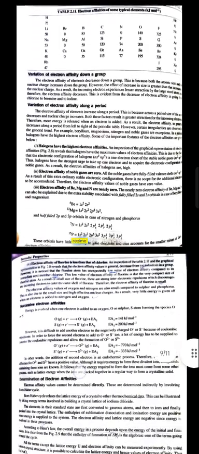Factors on which the electron affinity depends. There are several factors on which the value of electron affinity depends, but the most important factors are the following: size of atom, nuclear charge, and electronic configuration. Variation of electron affinity down a group. The electron affinity of the elements decreases down a group.